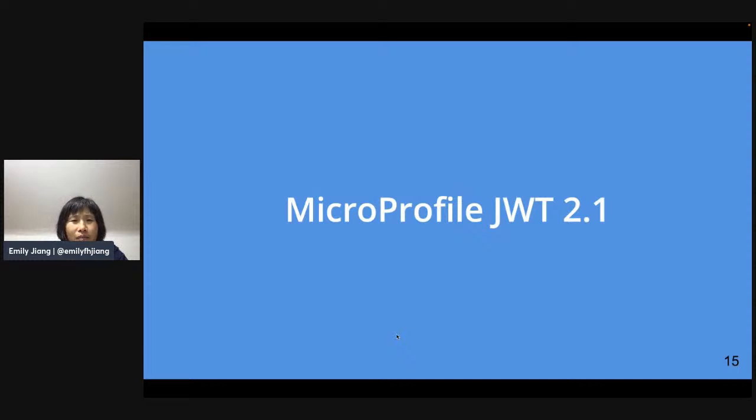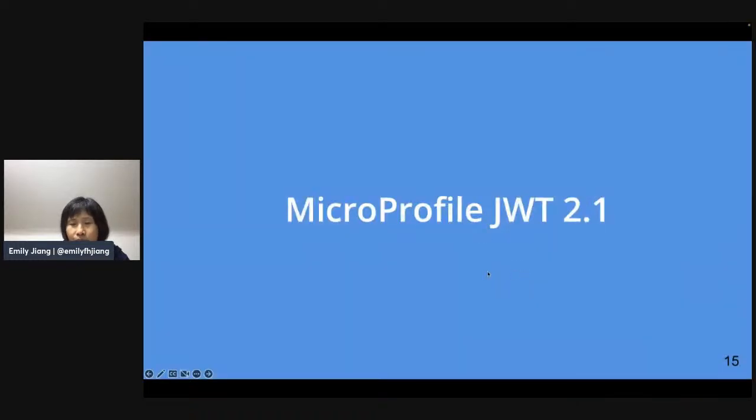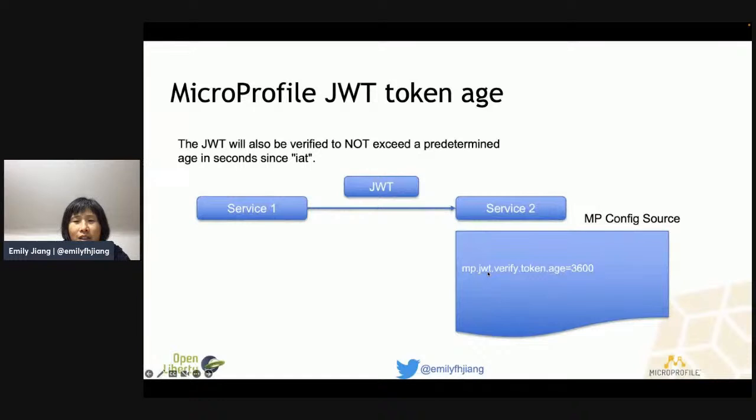The next one is MicroProfile JWT 2.1. Again, MicroProfile JWT 2.1 is also a minor update. It introduces a few properties that you can specify in the MicroProfile Config sources. The first property is the JWT token age. You can set mp.jwt.verify.token.age. The value is in seconds, so here it's 3,600 seconds.